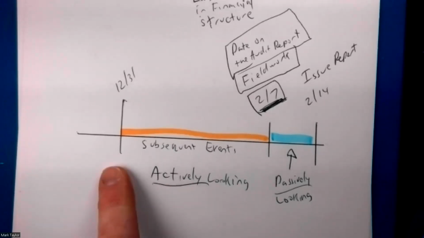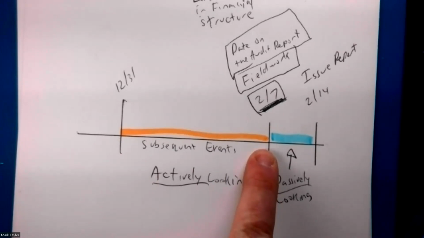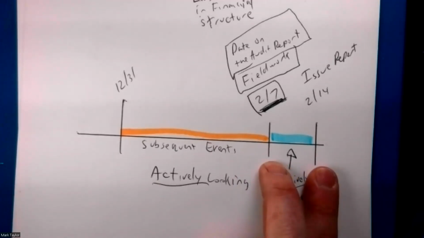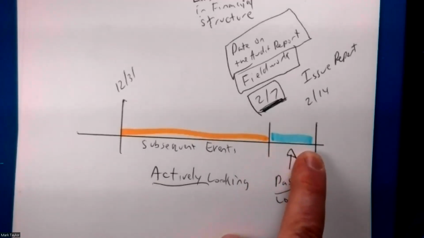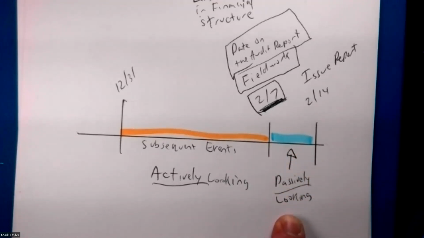So you're actively looking up until the date of the audit report, which is the last date of field work. This kind of limbo time between, in here, you're forming your opinion, people are reviewing the audit and all that kind of stuff. And so you're going to issue a report a week later, say. During that time, anything that comes up, you're passively looking for it.